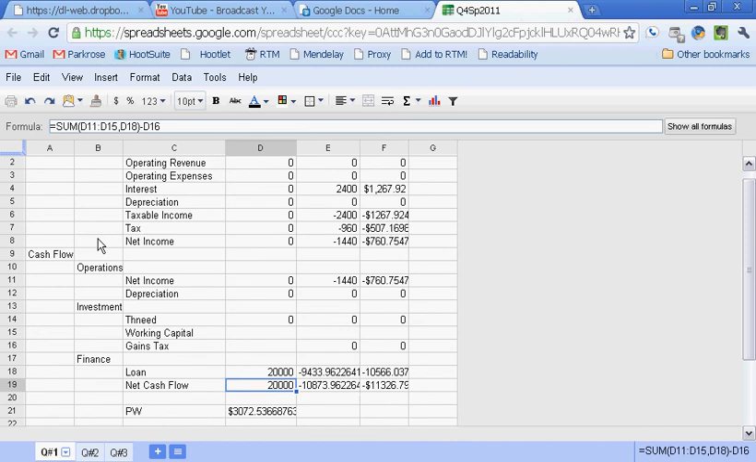You'll see that in year 0 you had a net cash inflow of $20,000. In year 2 you had a net cash outflow of $10,873.96. In year 3 you had a net cash outflow of $11,326 and I think it's 79 cents. So again, that's the sign convention. So that's what the table should look like.